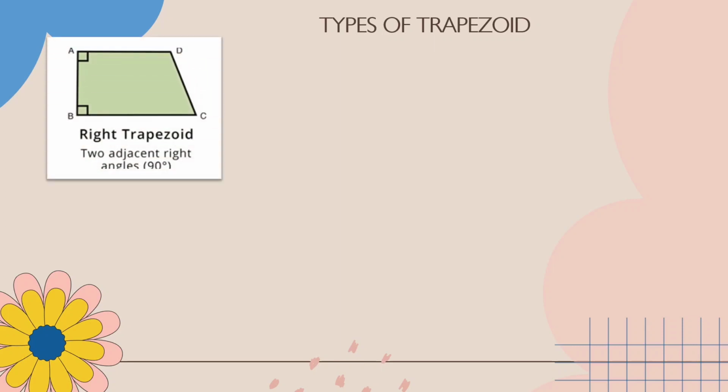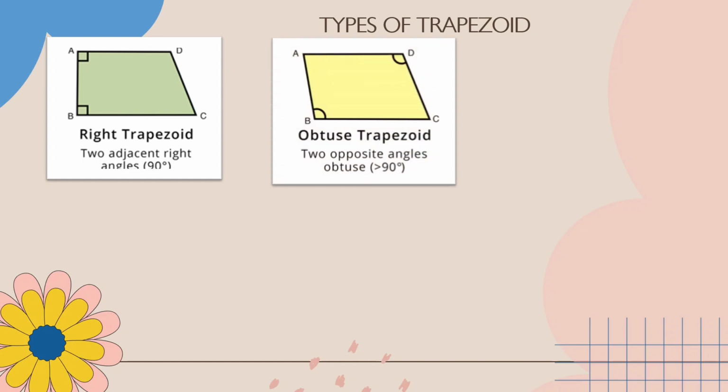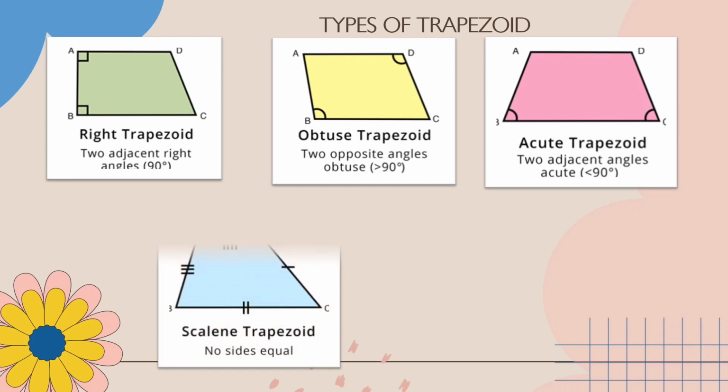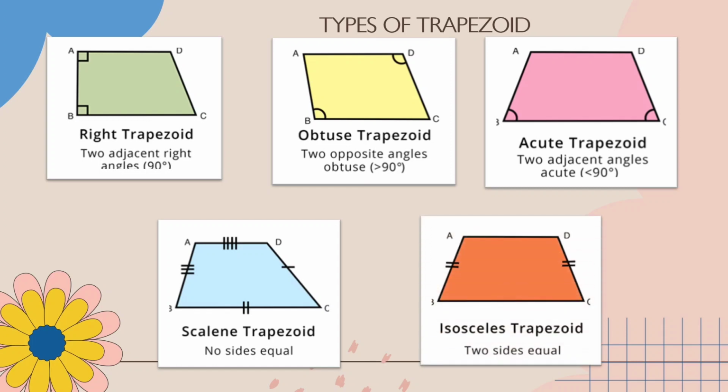The first one is according to angles. We have the right trapezoid, with two adjacent right angles, 90 degrees. We have the obtuse trapezoid, where two opposite angles are obtuse, greater than 90 degrees. And then the acute trapezoid, wherein two adjacent angles are acute, less than 90 degrees. Then according to sides, we have the scalene trapezoid, where no sides are equal, and then the isosceles trapezoid, where two sides are equal.